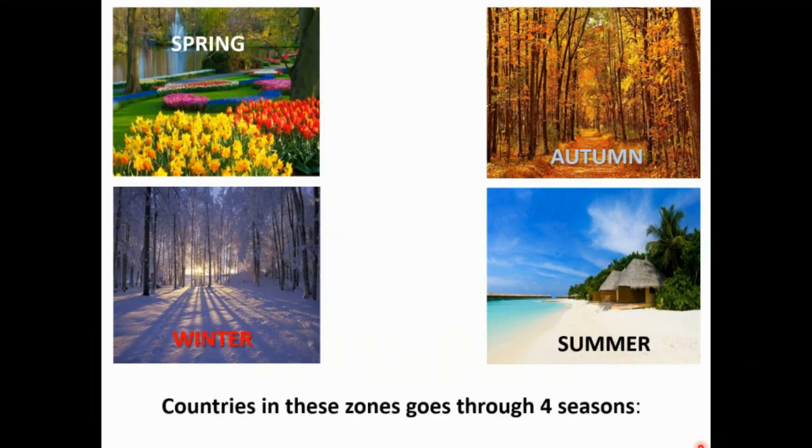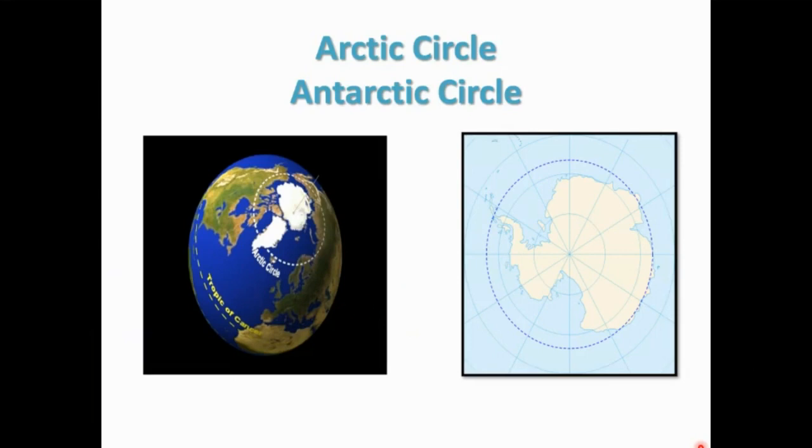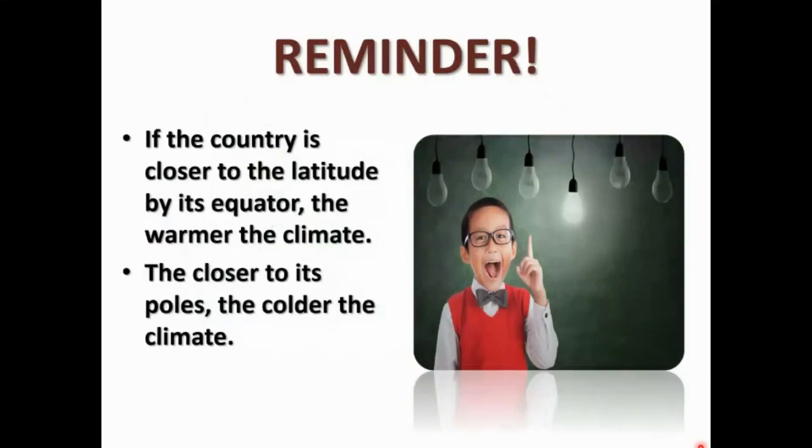So, lastly, yun yung polar zone or polar climate zone or polar frigid zone, no? So, they fall into the area within the Arctic Circle and Antarctic Circle. They have an annual average temperature below 10 degrees Celsius. The closer to the poles, the colder the climate. So, ayan yung itsura ng Arctic Circle. Yung Arctic Circle nasa North Pole, and then yung South Pole, yun yung Antarctic Circle. So, ayan po. So, reminder, if the country is closer to the equator, the warmer the climate, and then the closer to the poles, the colder the climate.